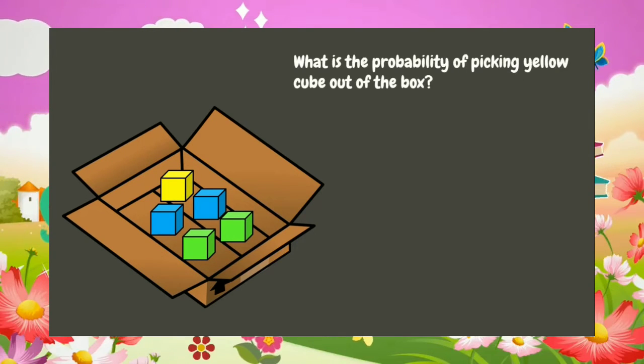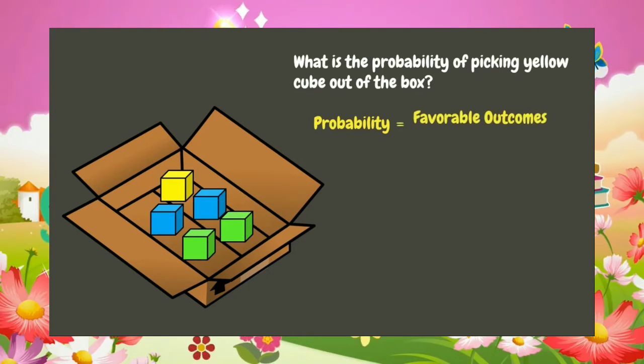In a box, there are 1 yellow cube, 2 blue cubes, and 2 green cubes. Total of 5 cubes. What is the probability of picking a yellow cube out of the box? What is our formula in getting it? Probability is equal to favorable outcomes divided by possible outcomes.